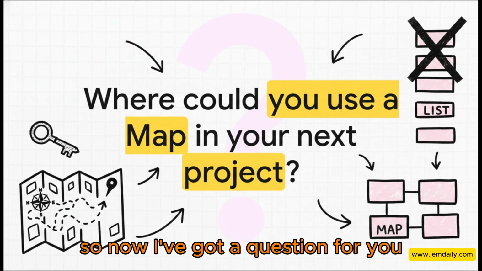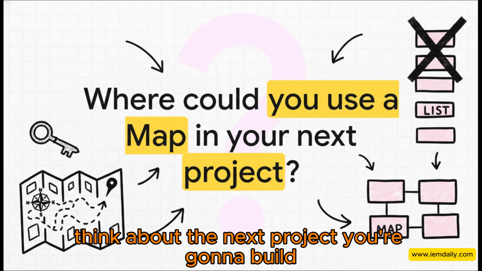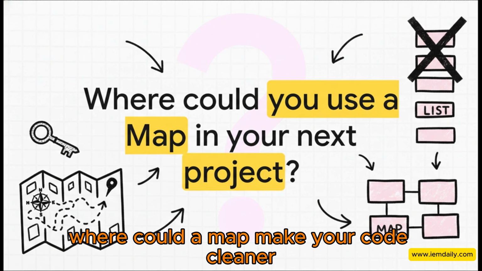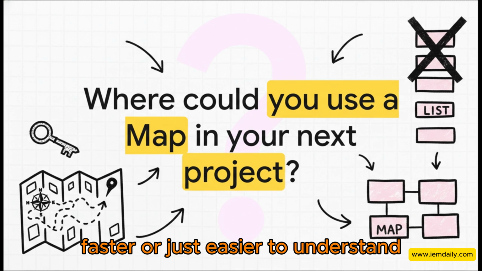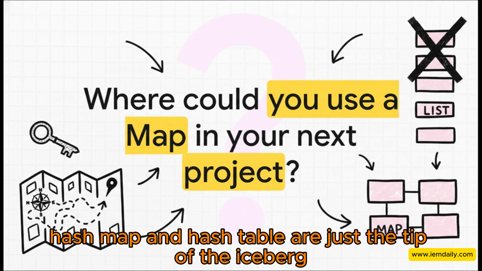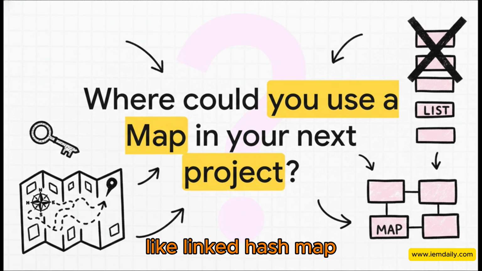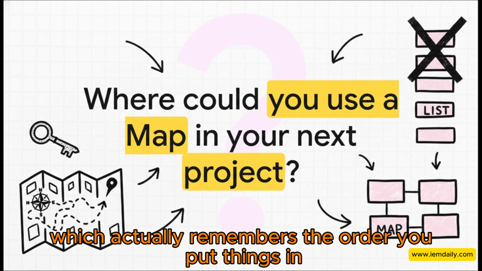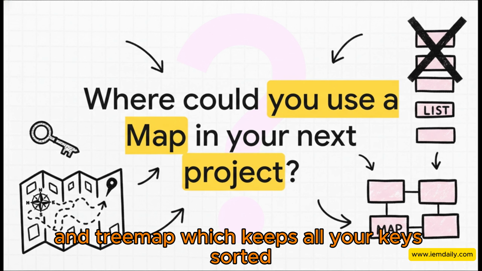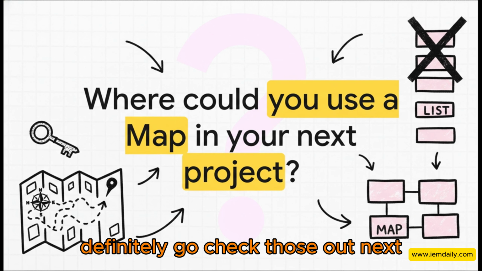So now I've got a question for you. Think about the next project you're going to build. Where could a map make your code cleaner, faster, or just easier to understand? And hey, don't stop here. HashMap and Hashtable are just the tip of the iceberg. You've got other cool implementations like LinkedHashMap, which actually remembers the order you put things in, and TreeMap, which keeps all your keys sorted. Definitely go check those out next.